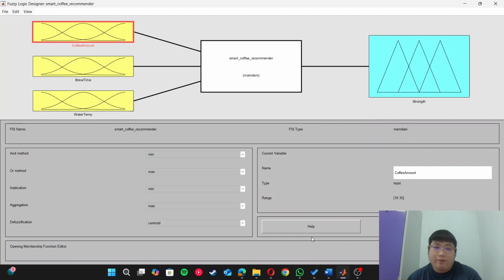Today I will be presenting our fuzzy logic project, titled Smart Coffee Strength Recommender using MATLAB FIS. The idea behind this project is simple. People drink coffee differently depending on how tired they are, how stressed they are, or how busy they are. But regular coffee machines don't adapt to these conditions.